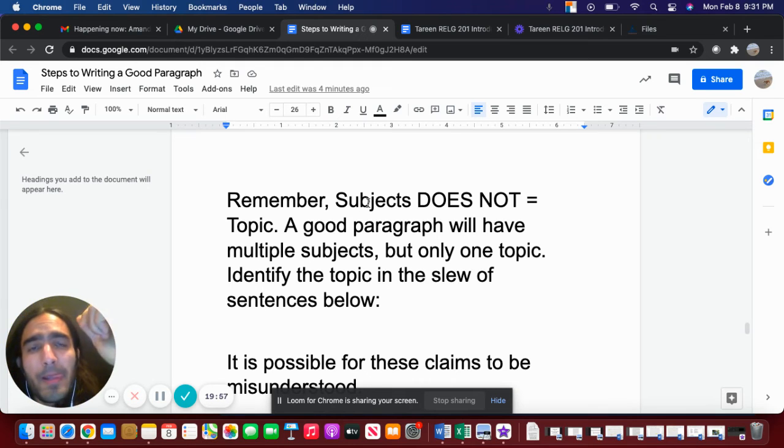So how do we do that? Well, we do that by making sure that our sentences have a wide range of subjects, but nevertheless, that wide range of subjects all conveys one topic. Like a family, with different kids, some boys, some girls, etc., but there is one family. Similarly, this is a family with various subjects, but one topic.